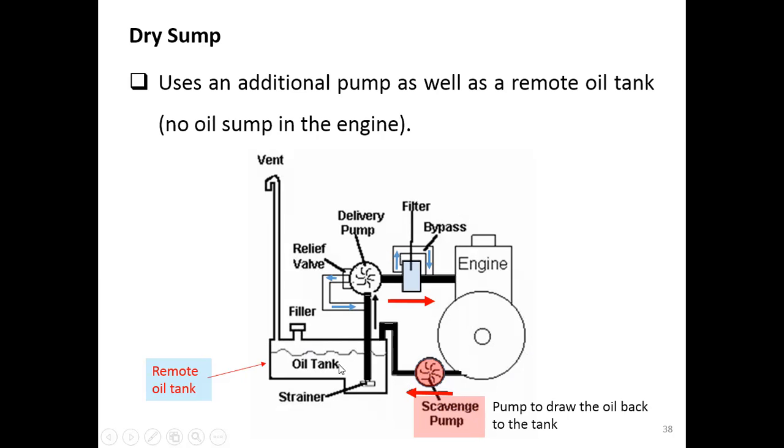So the difference between the wet sump and dry sump is that we have no oil reservoir inside the engine, and we have to have the external or remote oil tank and also another pump to draw the oil from the engine back to the oil tank. The rest is the same. And this delivery pump is also outside, it cannot be inside. For the wet sump, this delivery pump can be inside the engine.